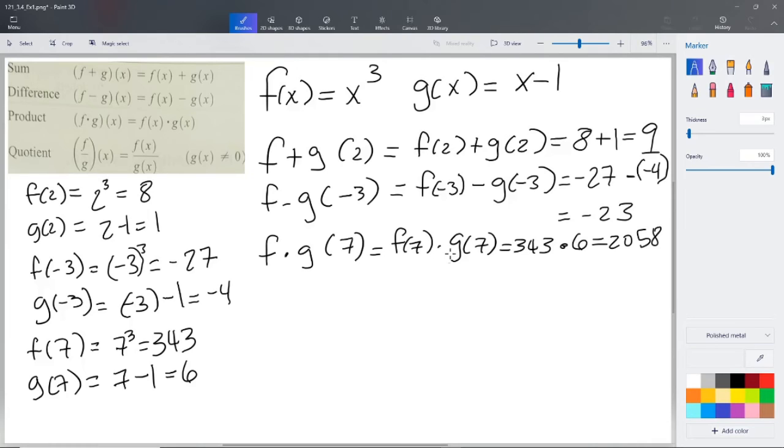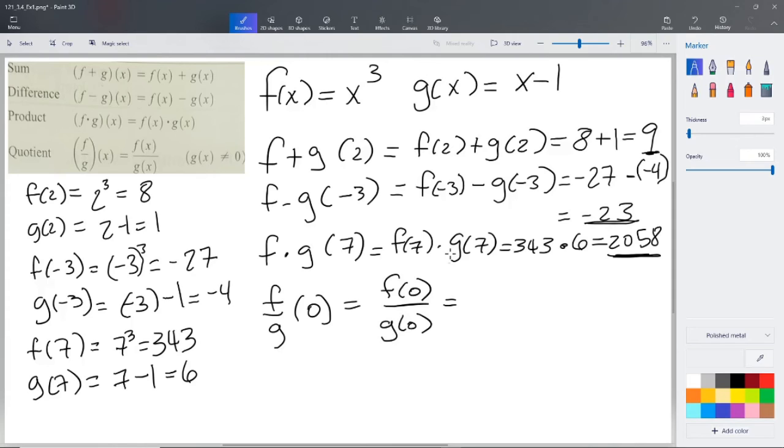So far we've had 9. Let's put a line underneath that one. We've had negative 23. And now we've had 2,058. Terrific stuff here. All right, so let's do the last one. F divided by G. And let's do our old friend 0 on this one. So that is going to give us F of 0 divided by G of 0.